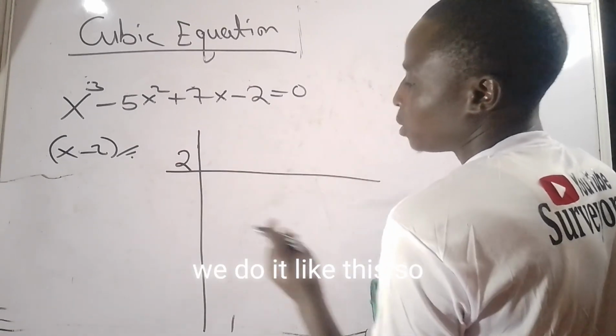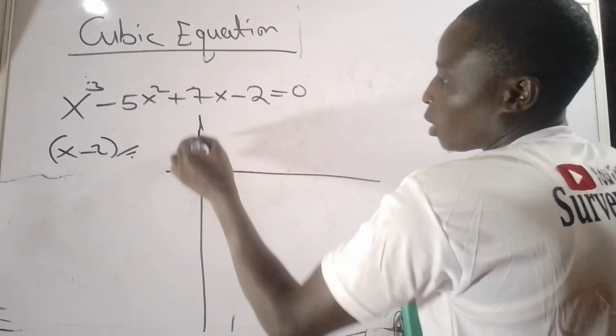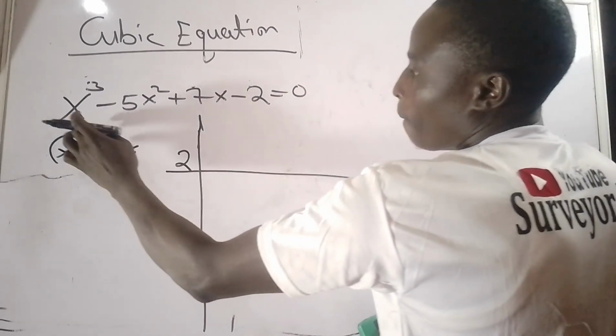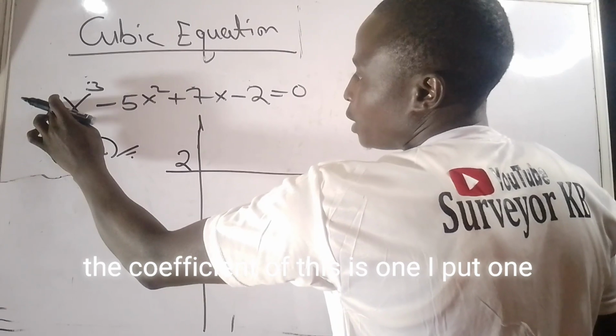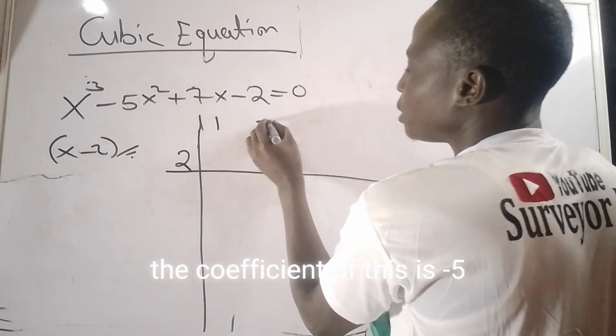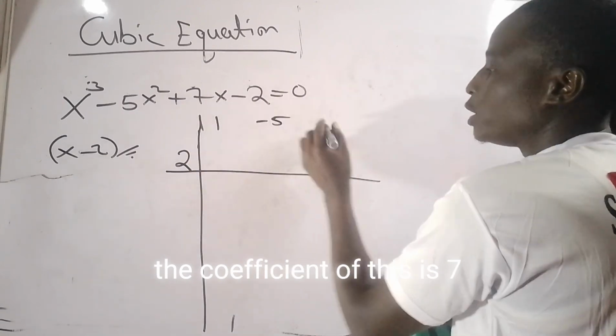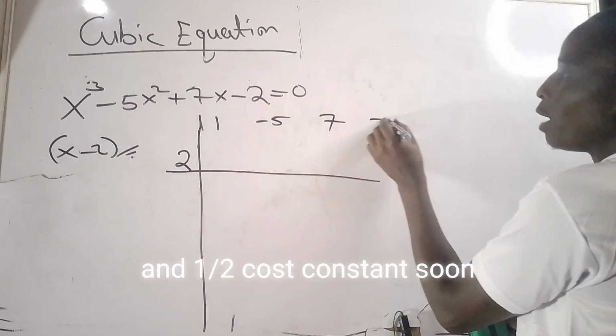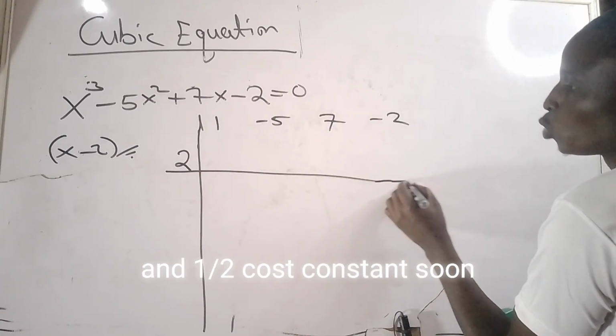We do it like this. So the coefficient of this is 1, I'll put 1. The coefficient of this is negative 5. The coefficient of this is 7, and I have constant 2.